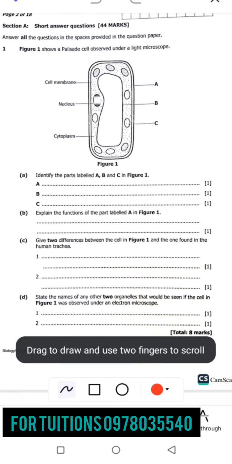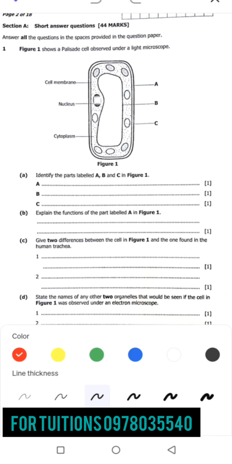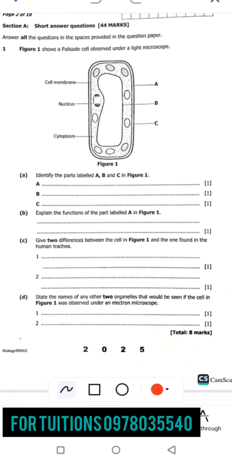Now the question is asking us to identify the parts labeled A, B, and C. So A is just the cell wall. That is A, right? Okay, then how about B? So B is what we call the cell vacuole, or you can just write vacuole. So it's called cell vacuole or just vacuole like that.